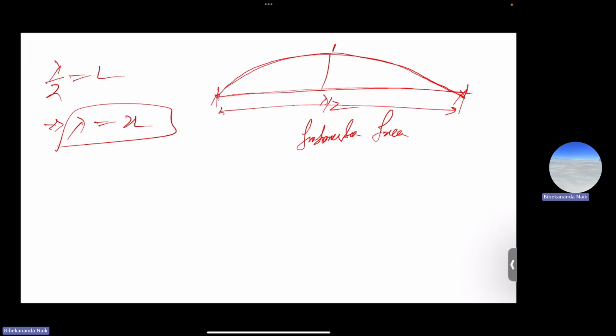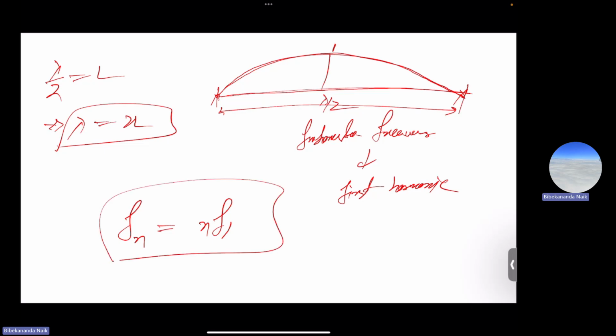This fundamental frequency is also called the first harmonic, and the other harmonics are given by Fn equals n f1, where n is 1, 2, 3 and so on. So n equal to 1 is fundamental, 2, 3 are higher harmonics. Second harmonic, third harmonic. The second harmonic is also called the first overtone, like that.